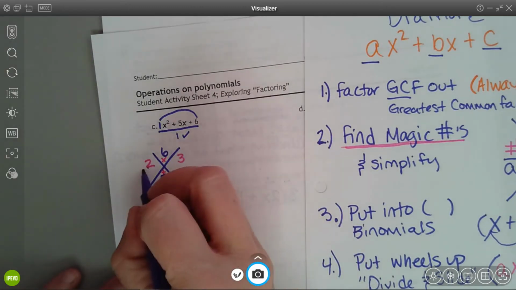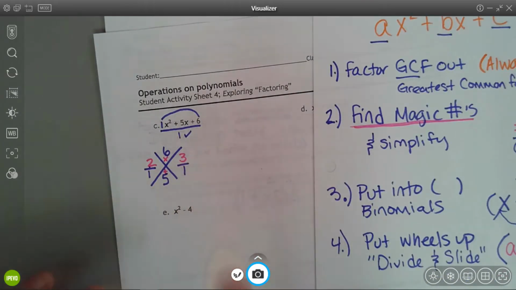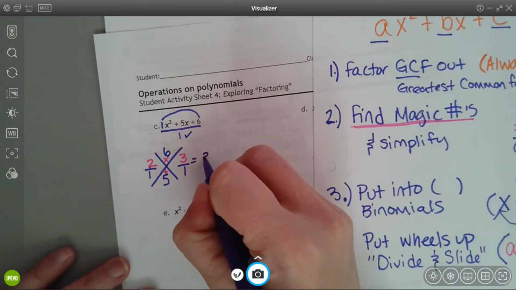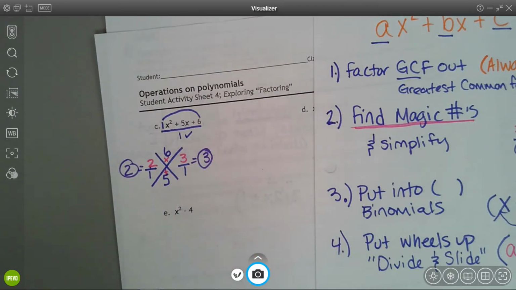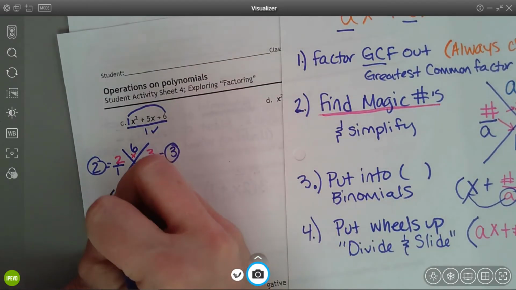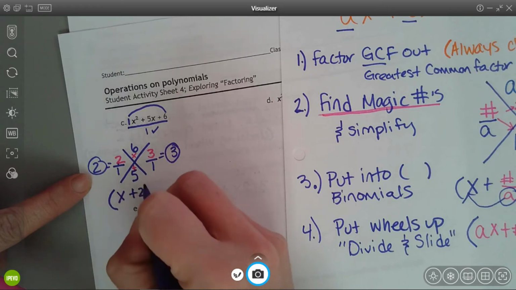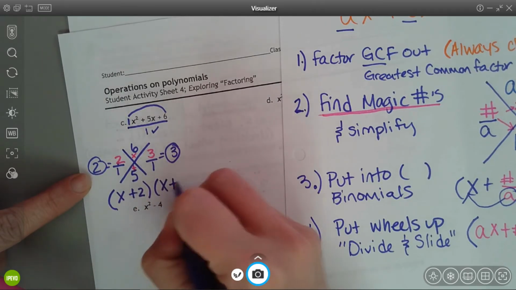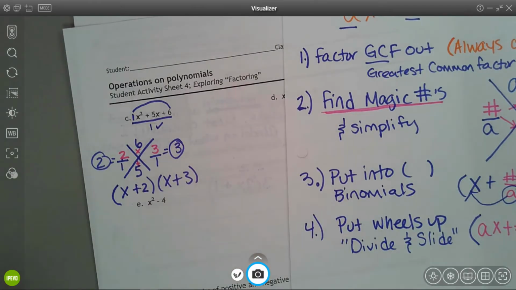Make sure my wheels are down, ready to go. Okay. 2 over 1, 3 over 1. Those simplify to just a 3 and a 2. We are good to go for takeoff here. Let's go ahead and put them into our binomials. Okay. And we're going to say x plus 2 and x plus 3. Our wheels are already up. We are good to go for takeoff.